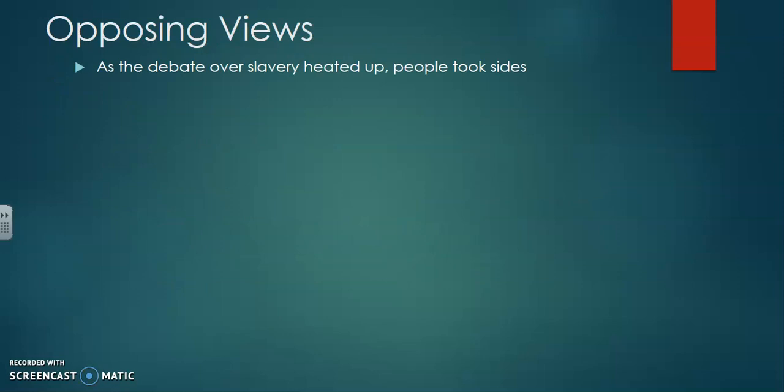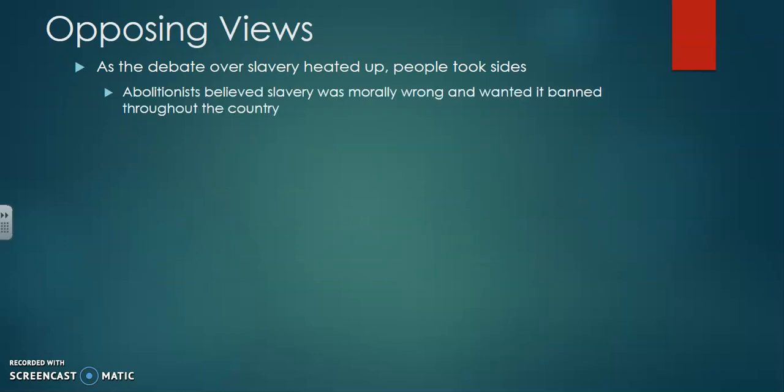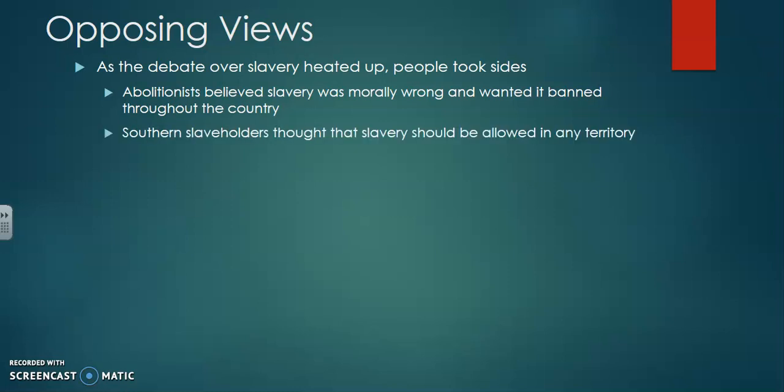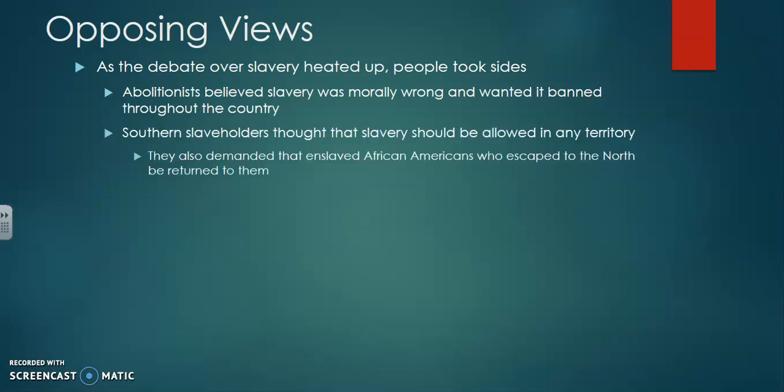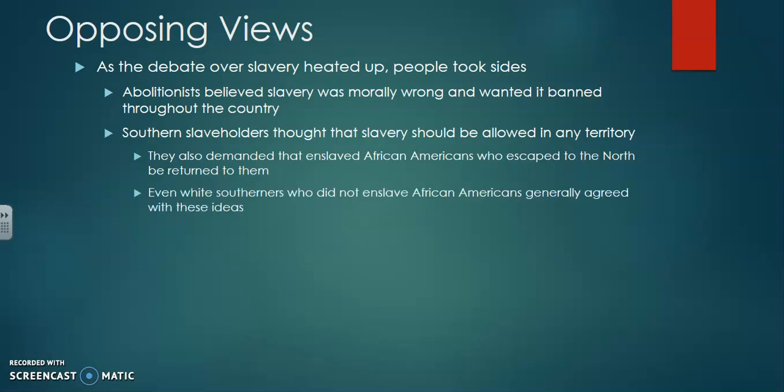And as the debate over slavery heated up, people are going to start to take sides all across the nation. Abolitionists believed slavery was morally wrong and wanted it banned throughout the country. Slaveholders thought that slavery should be allowed in any territory. They also demanded that enslaved African Americans who escaped to the North be returned to them, and this is going to be a huge issue that we're going to talk about in the future. And even white Southerners who did not enslave African Americans generally agreed with both these ideas.